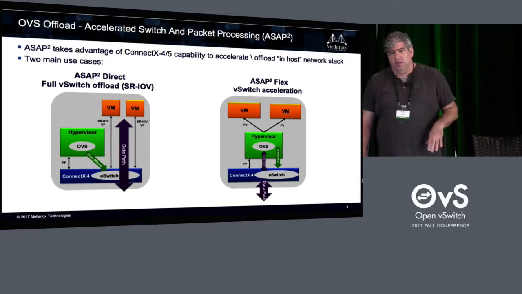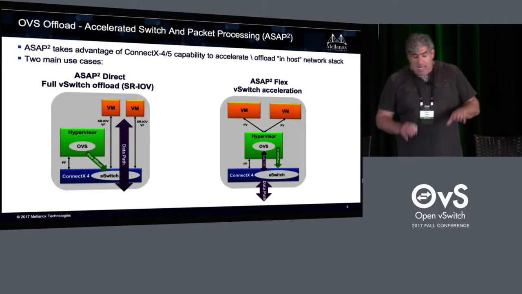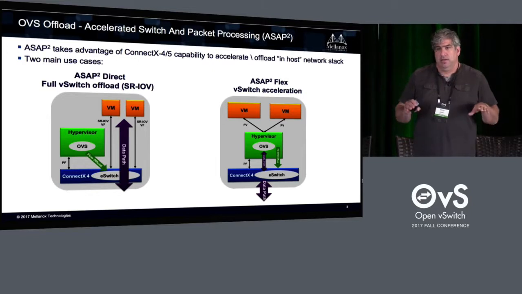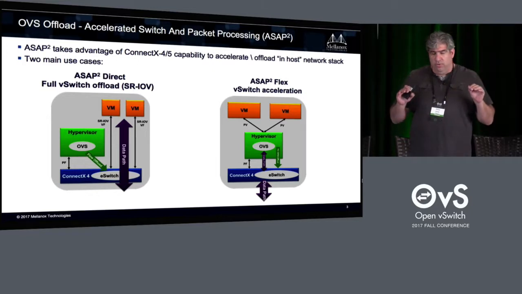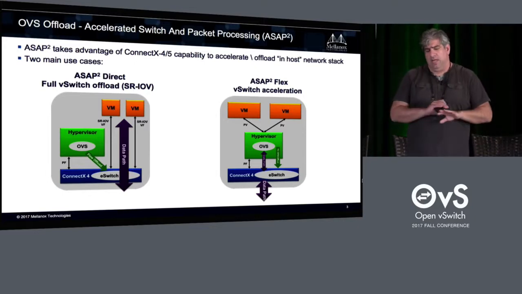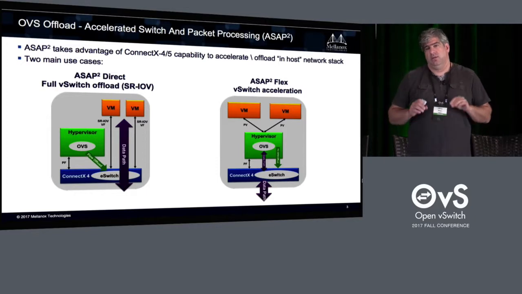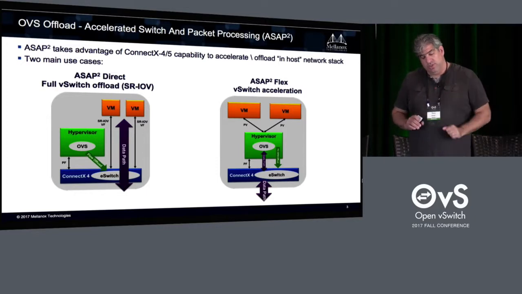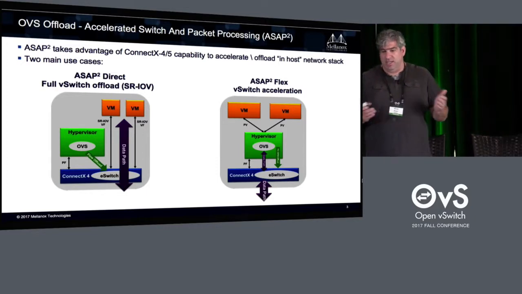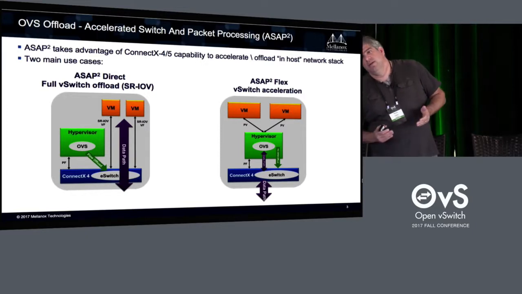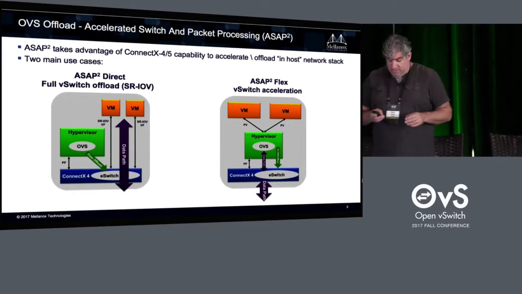And the second option, we call it ASAP Flex because it's more flexible. In that, what is happening is we're running a standard OVS with a virtual interface, and we're just accelerating the OVS that is running. Of course, we designed it first for OVS DPDK, because it's the faster one. And I will describe it more later.